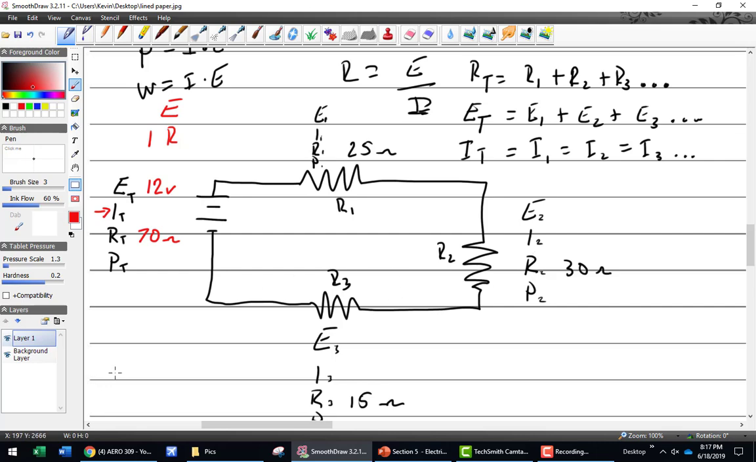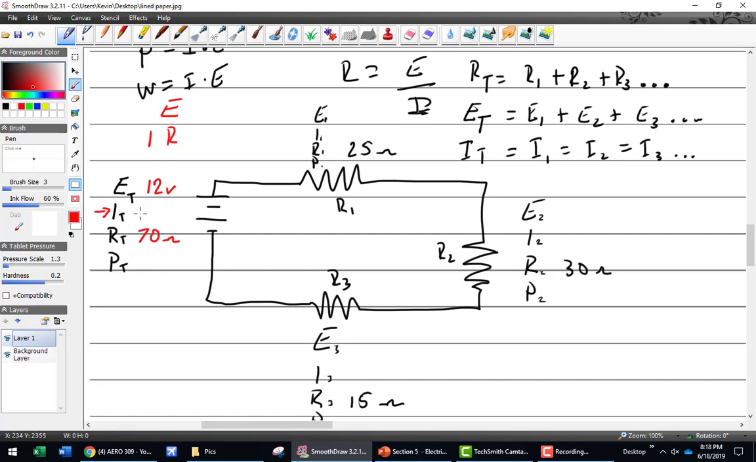Yes, question. Can we have a formula sheet? Can you remember EIR? Yeah, well then you don't need one. So the short answer is no. Nope, you got to remember EIR.